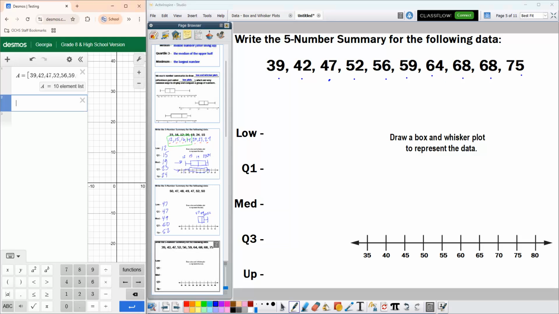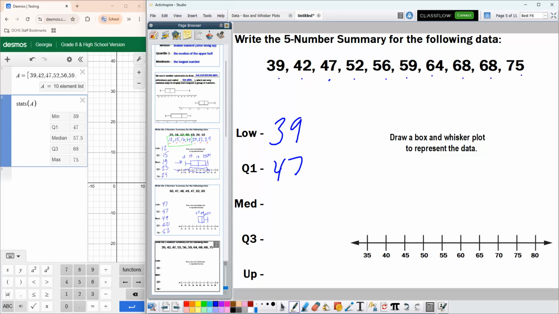What's the magic function over here that gives me all my 5-number summary? Stats. Stats of A gives me all the important numbers. So my minimum is 39. Q1 is 47, the median is 57 and a half. That's different, isn't it? Got a half right there. That's okay.